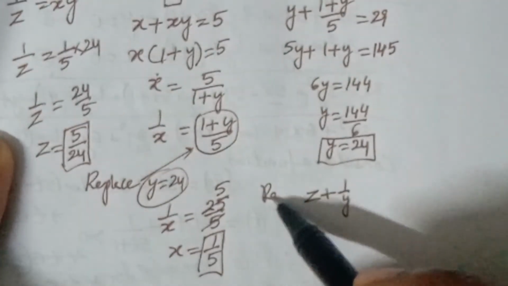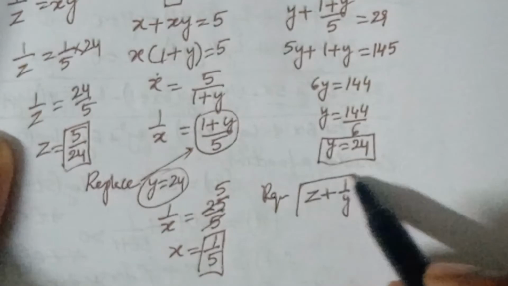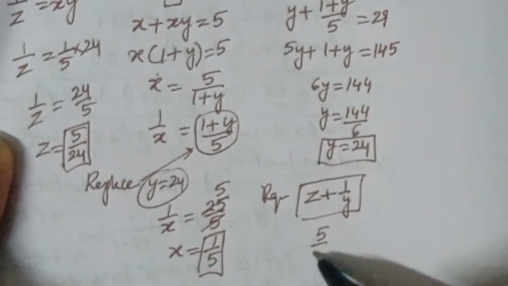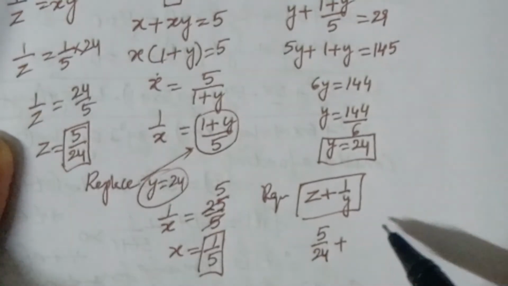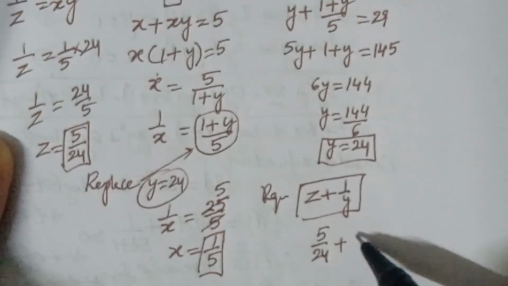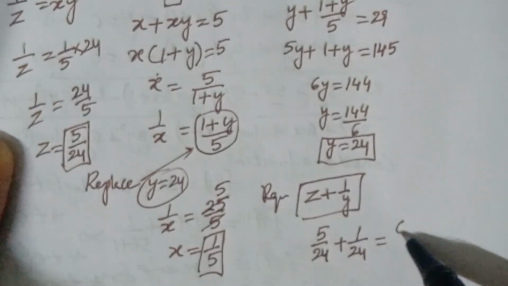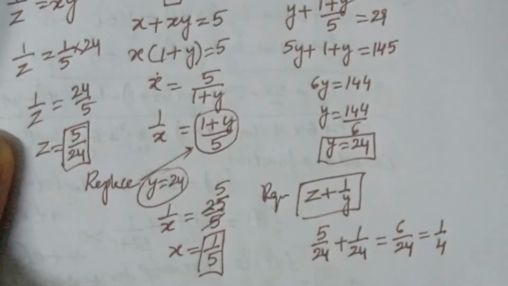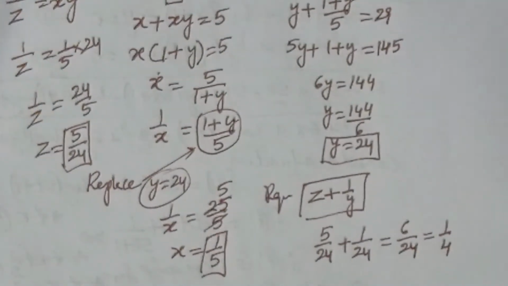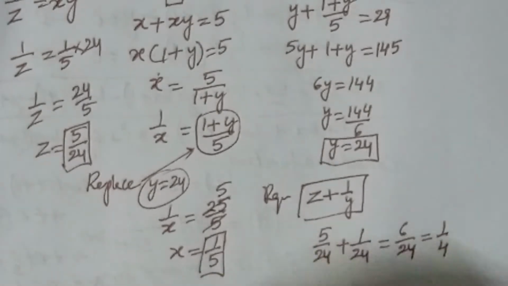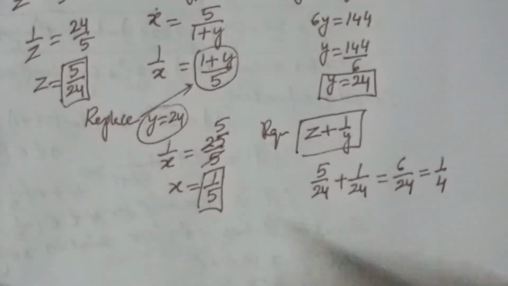Now the required quantity is z plus 1 by y. Substituting the z value, 5 by 24 plus 1 by y, where the y value gives 1 by 24. So you will get 6 by 24, that is equal to 1 by 4. So z plus 1 by y value is 1 by 4.